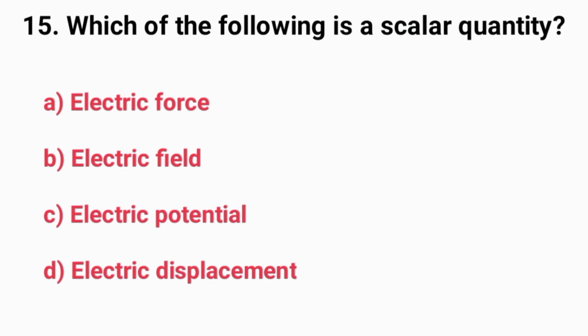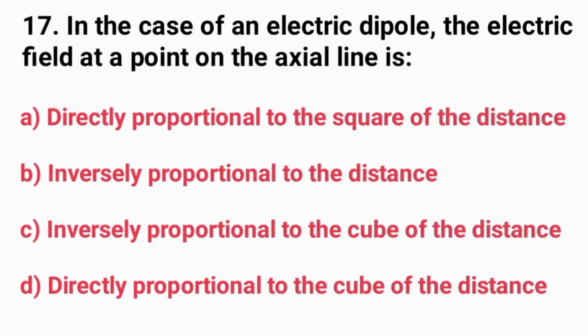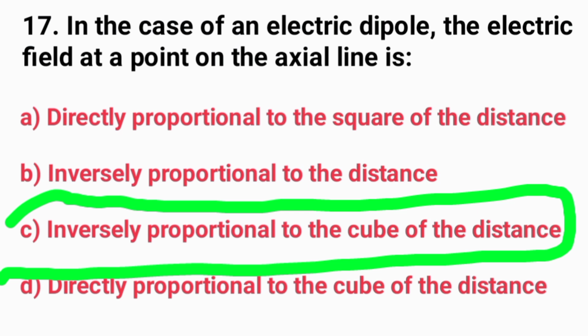Question number 15. Which of the following is a scalar quantity? The correct answer is option C, electric potential. Question number 16. The electric flux through a closed surface is 0 when? The correct answer is option A, the net charge enclosed is 0. Question number 17. In the case of an electric dipole, the electric field at a point on the axial line is. The correct answer is option C, inversely proportional to the cube of the distance.